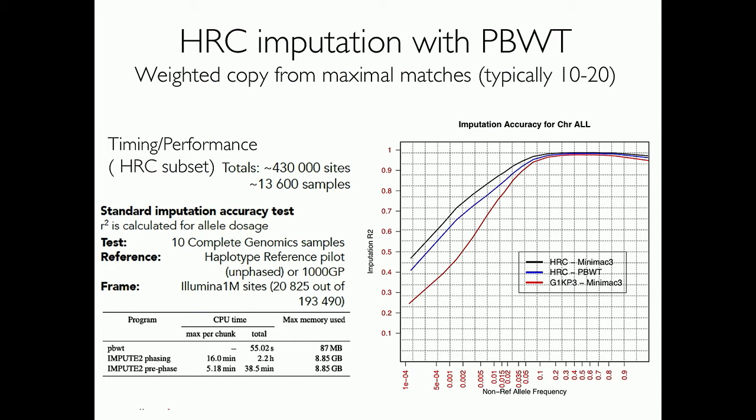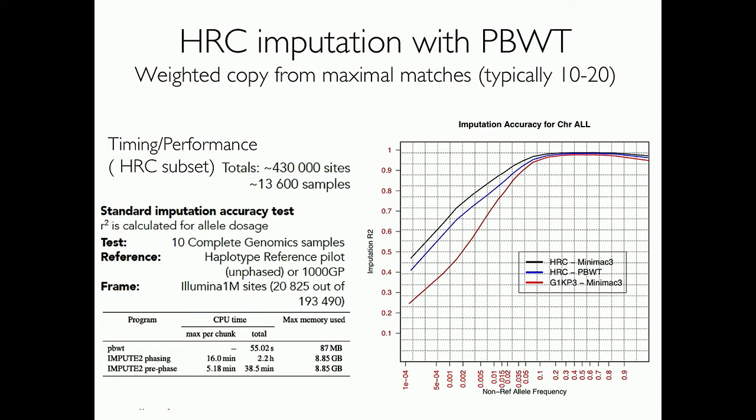And that's much faster, essentially going from 55 seconds to 40 minutes if it's pre-phased, which is the direct comparison with IMPUTE. 87 megabytes to 8 gigabytes, so of the order of 1 to 2 orders of magnitude faster, getting closer to 2. There's a slight degradation at the moment in performance, so this is comparing Minimac to PBWT, but we're still a lot better than the 1,000 Genomes project.